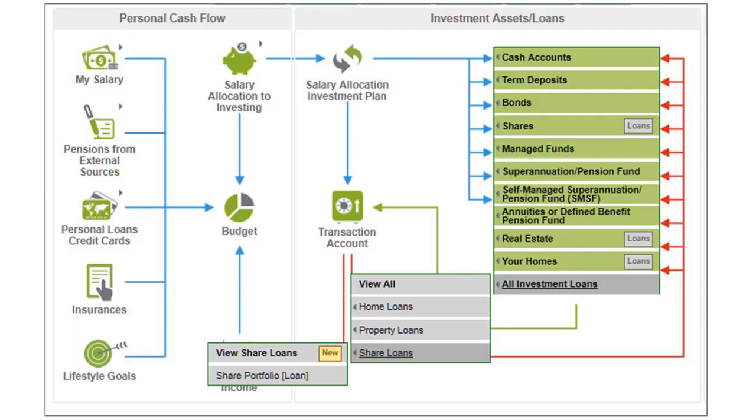Financial Mappers does not cater for a loan linked to managed funds. However, if you need to use this type of loan, then you should create an unlinked loan by clicking through the option for all investment loans and selecting New in the View Share Loans section. This option can also be used to make additional share loans.